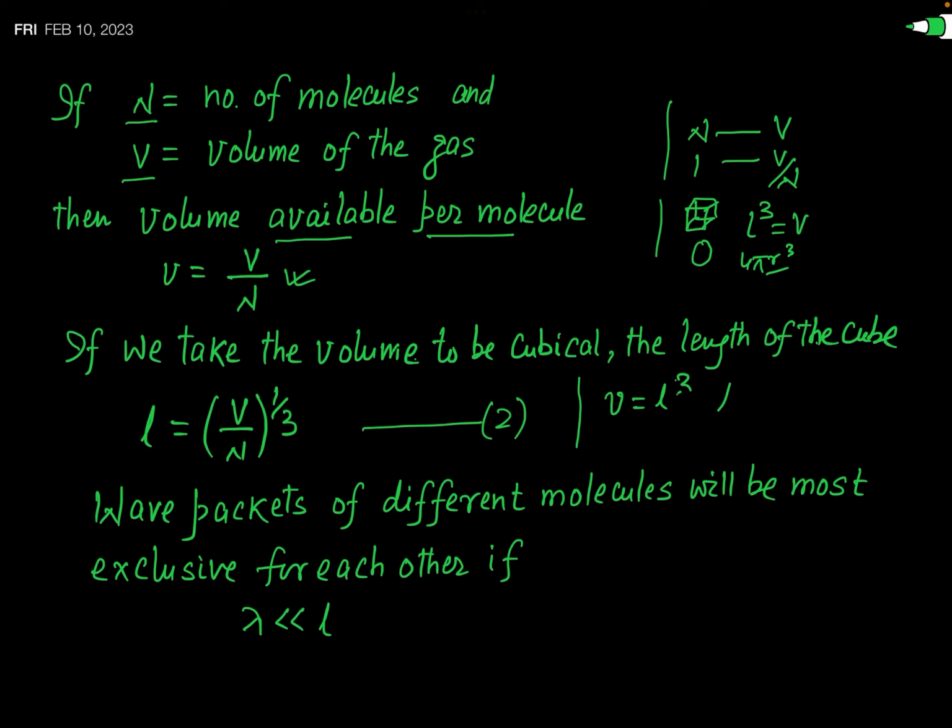And so this L will be equal to v to the power 1 by 3. But you have obtained that this v is equal to capital V over N. So you can say that this L is equal to V over N to the power 1 by 3, which is the cube root of V by N. So this is actually the extension of the space of a molecule, and lambda, which you have calculated, is the wavelength associated with the molecule.